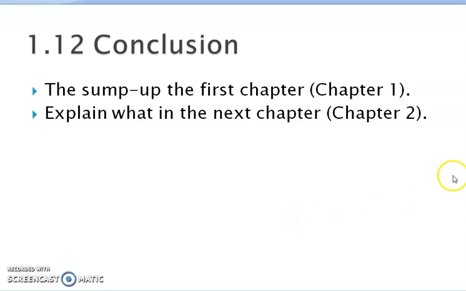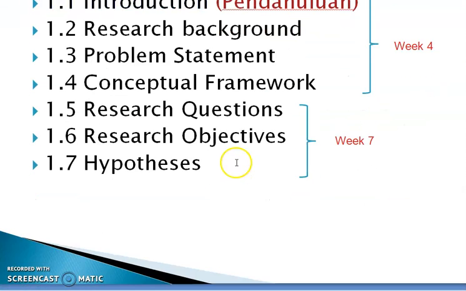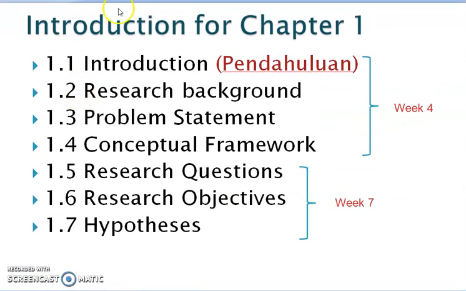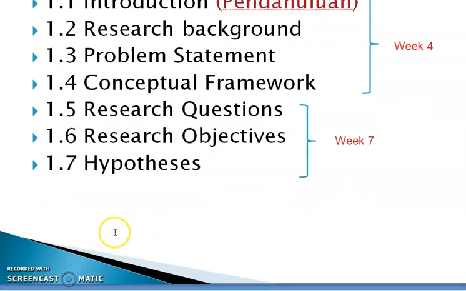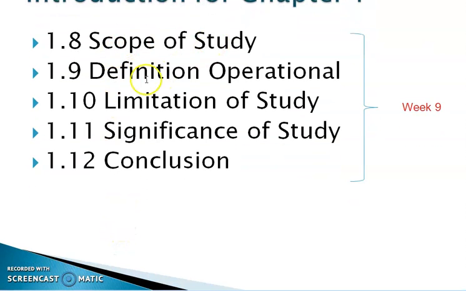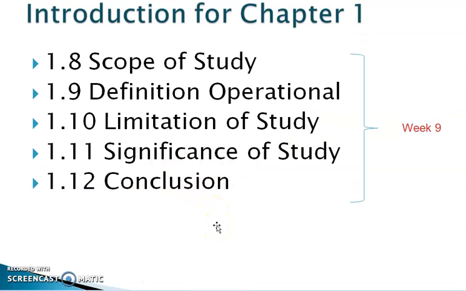Overall, to conclude, in chapter 1 we have 12 subsections from the beginning. Okay, as we can see here, chapter 1 will include the introduction, research background, problem statement, conceptual framework, research question, research objective, hypothesis, scope of study, operational definition, limitation of study, significance of study, and conclusion. A good thesis will have all this information in chapter 1.